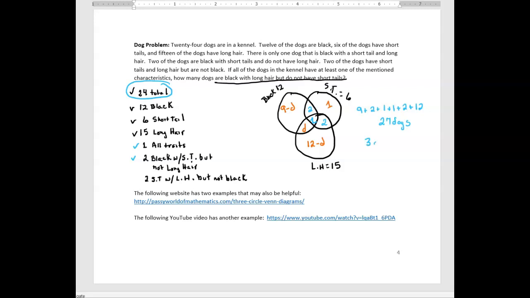So that means 3 dogs are overcounted. We've overcounted 3 dogs in both here and here. So that means D equals 3 dogs. So those are 3 black with long hair, but not a short tail.